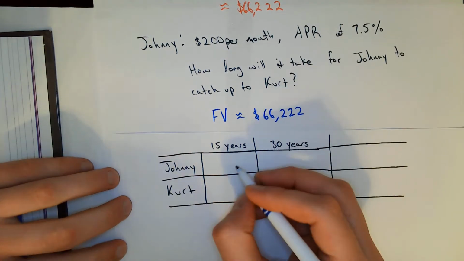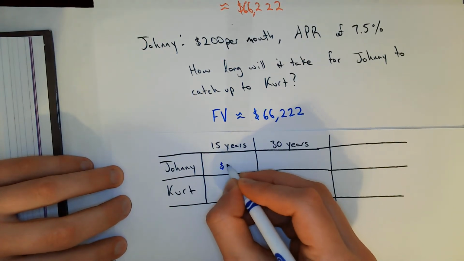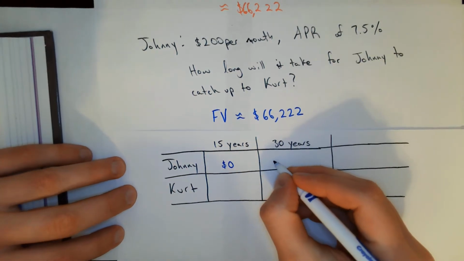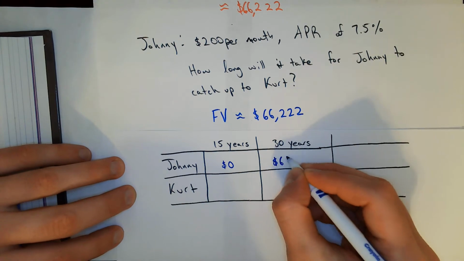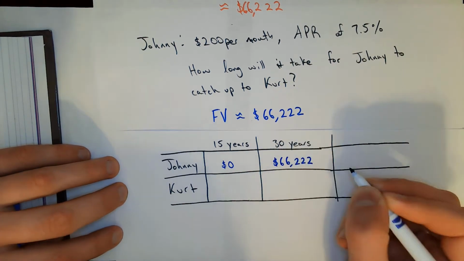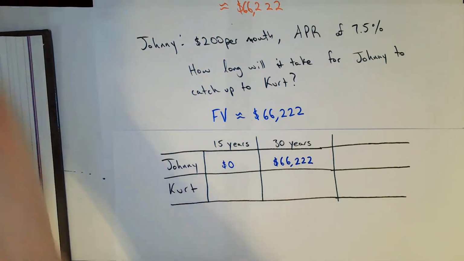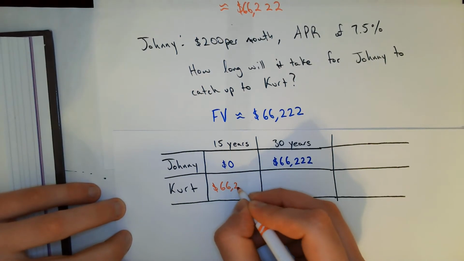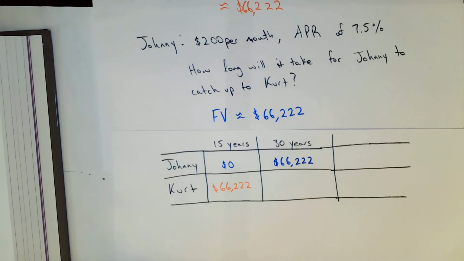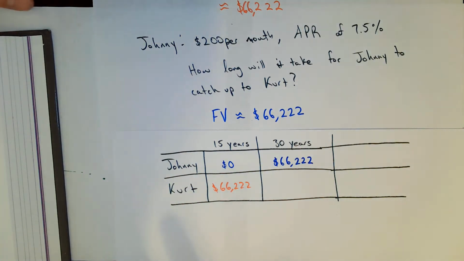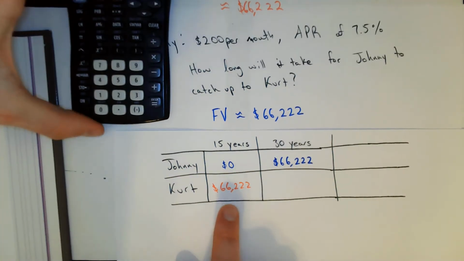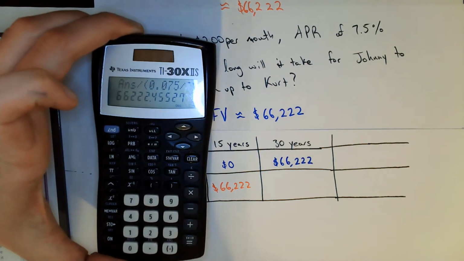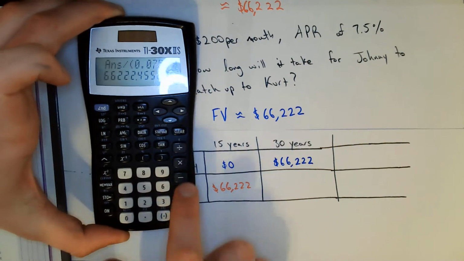So at the end of 15 years, Johnny has $0 because he only started investing on the first day after 15 years, and then at the end of 30 years, he's got the same amount that Kurt had at the end of his 15 years. So let me write all this down. At the end of 15 years, Kurt has this much, and now his account keeps gaining interest, compounded monthly, with that principal of 66,222, which is still in my calculator here. So that turns into his principal.